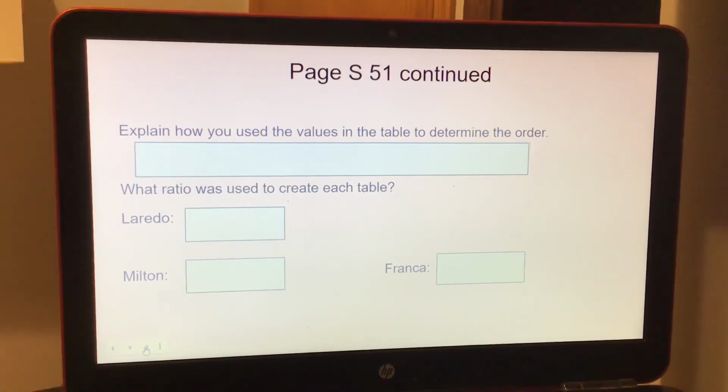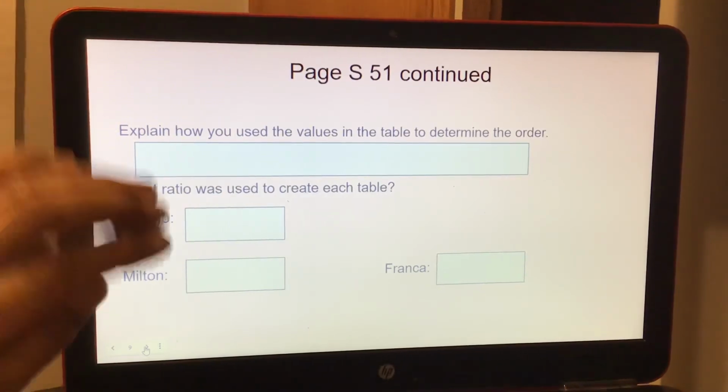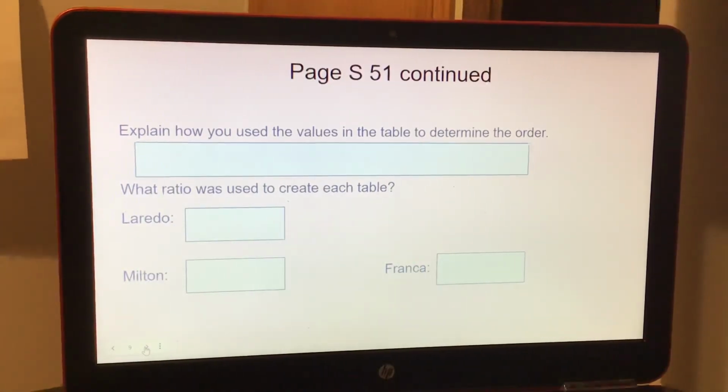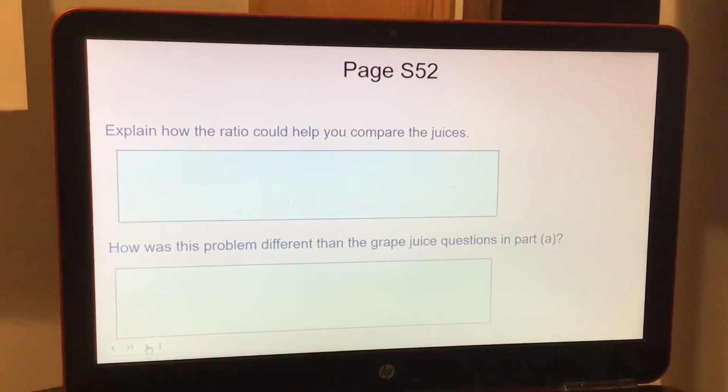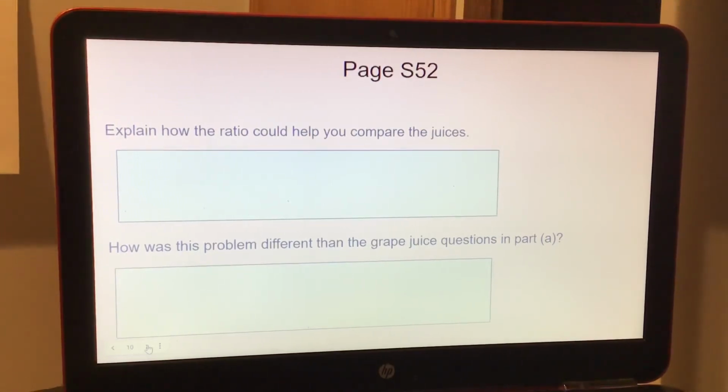Okay, explain how you use the values in the table to determine the order. Okay, so again, we looked at the numbers, right? All right, what ratio was used to create each table? I gave you the ratios, put those in. And if it'll go to the next page. Okay, this is page S52. Explain how the ratio could help you compare the juices. Well, it's easier to see how much water per one is, right? The value of the ratios.